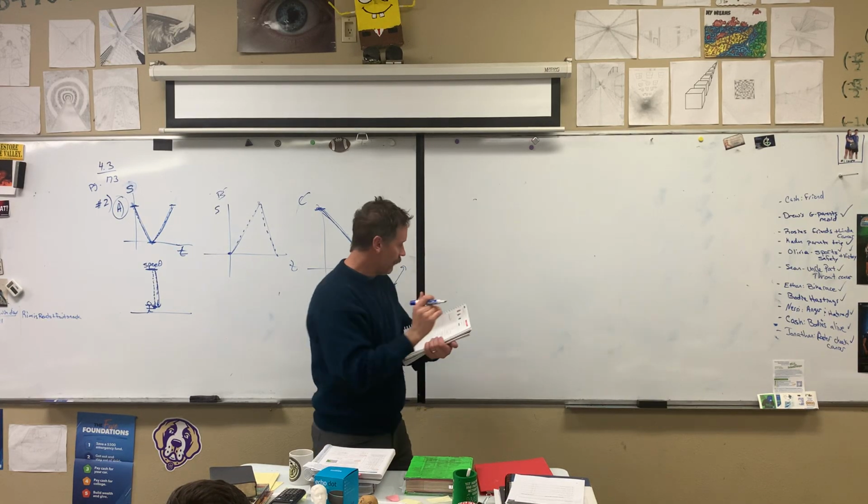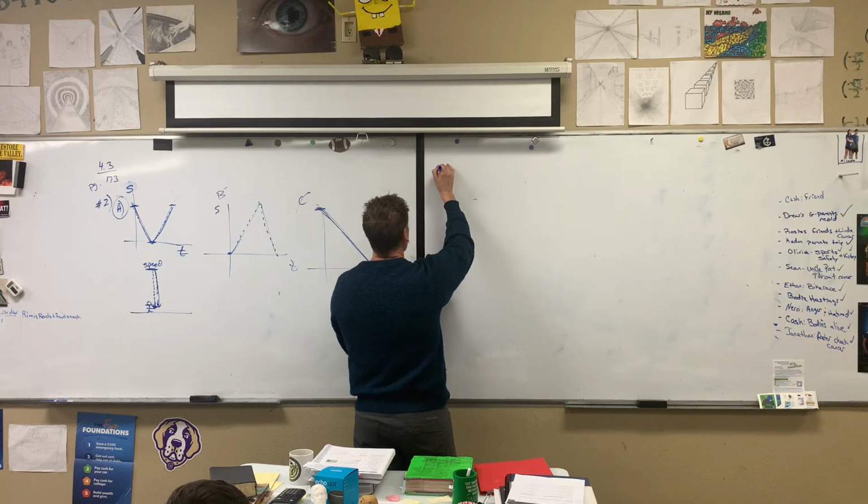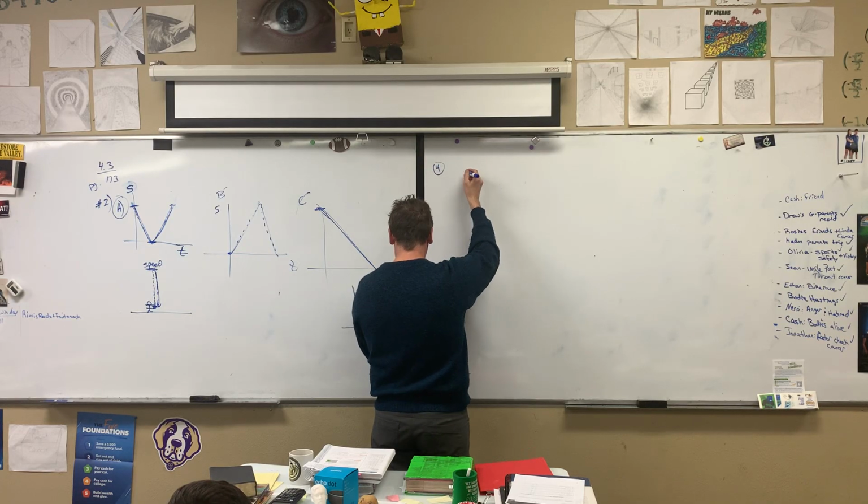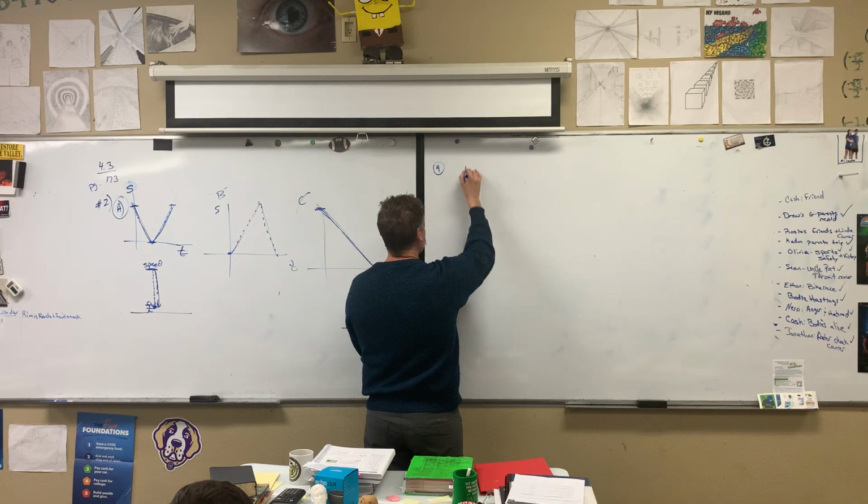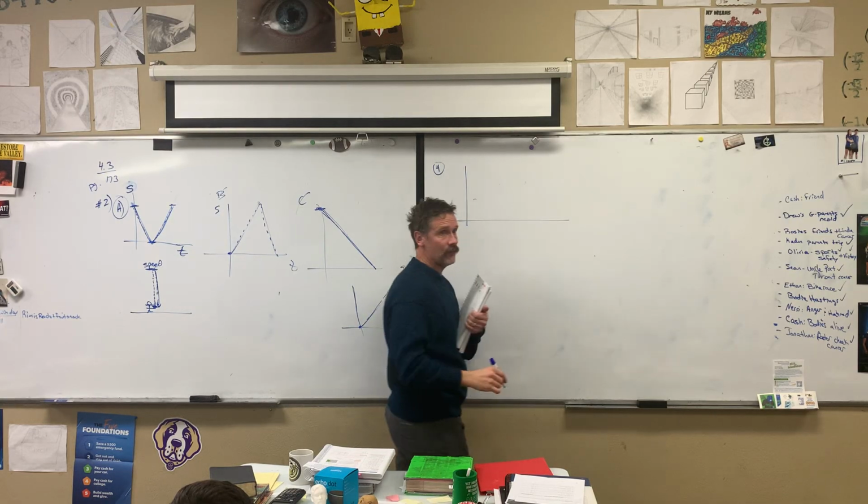Let's take a look at number 4. Number 4 though says you're not picking a graph. It just says interpret the graph explaining each labeled section. So if you look at number 4.